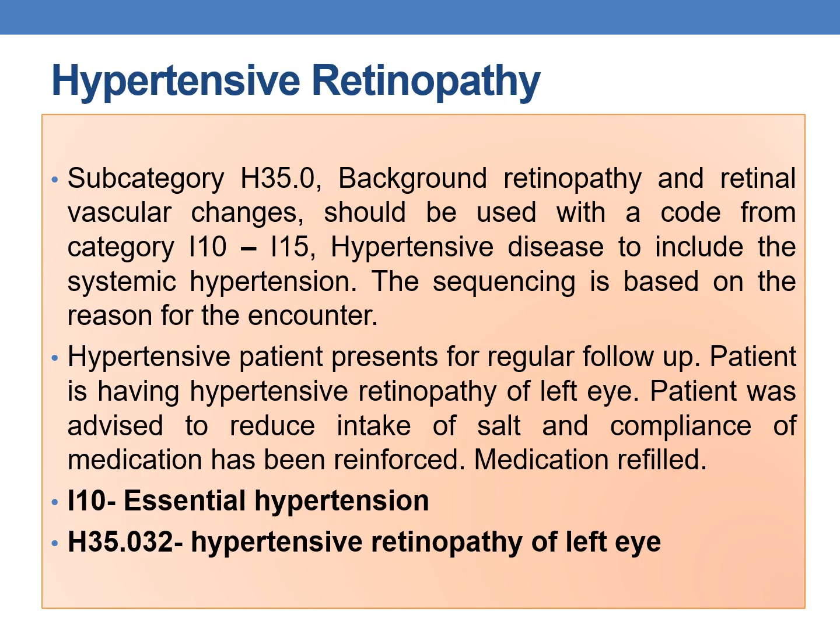Now coming to hypertensive retinopathy. It comes under the subcategory H35.0. Background retinopathy and retinal vascular changes should be used with a code from category I10 to I15, hypertensive disease, to include the systemic hypertension. And the sequencing is based upon the reason for encounter. Either hypertensive retinopathy can be the PDX or hypertension can be the PDX, depending upon the reason for encounter.